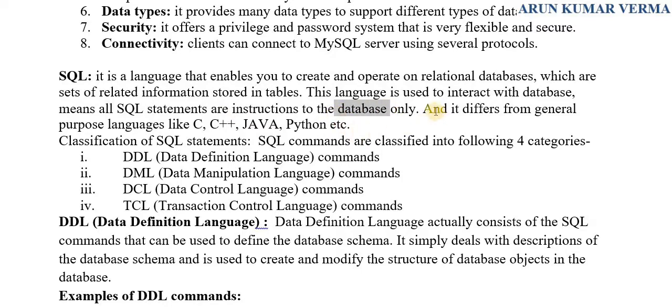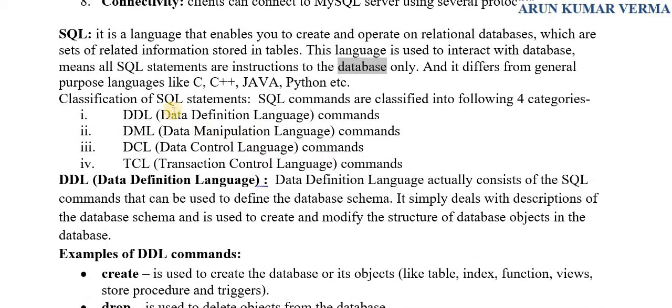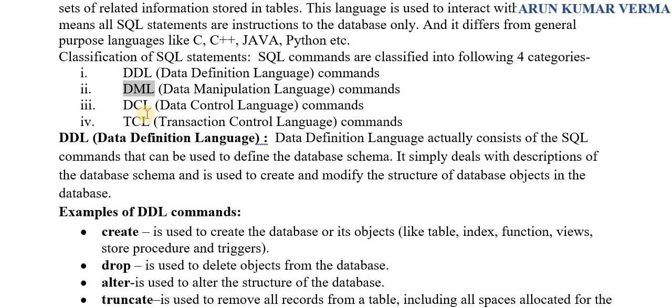It differs from general purpose languages like C, C++, Java, Python, etc. So it is totally different from these types of languages. SQL is totally for databases. So, classification of SQL statements. SQL commands are classified into four categories: DDL, data definition language; DML, data manipulation language; DCL, data control language; and TCL, transaction control language.